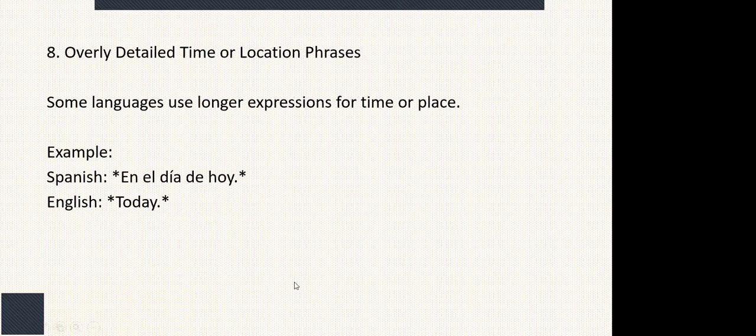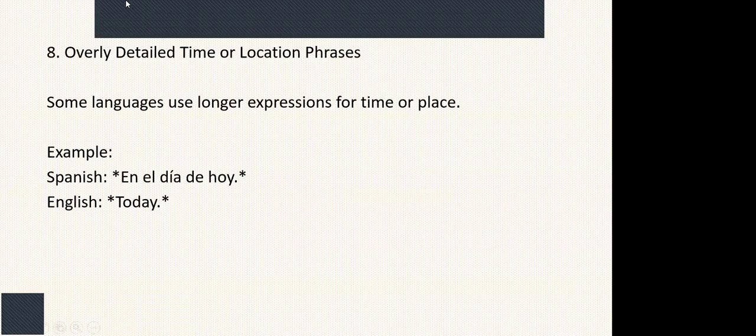So we have overly detailed time or location phrases. It's possible in Spanish we'll say things like "en el día de hoy." Look at that. In English, "today." Do you have any reaction to this? Have you had to interpret someone saying "en el día de hoy"? What do you think about that?